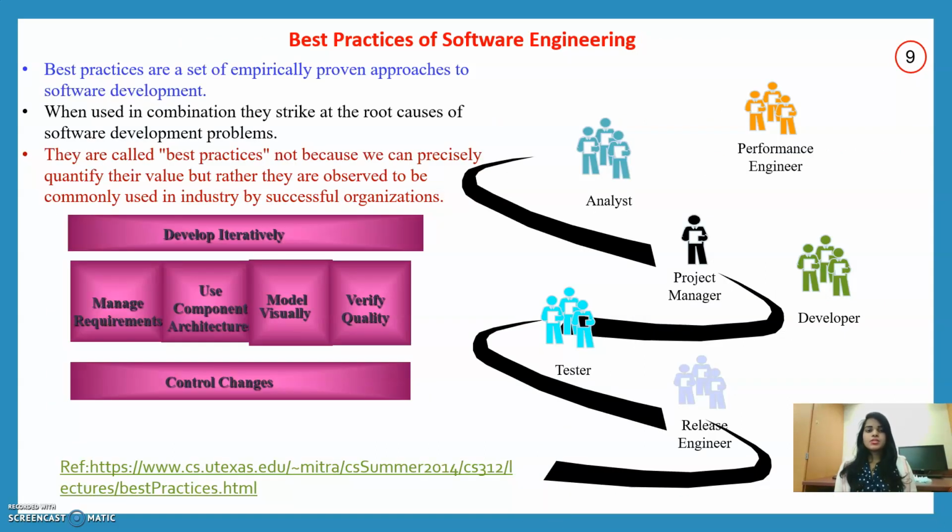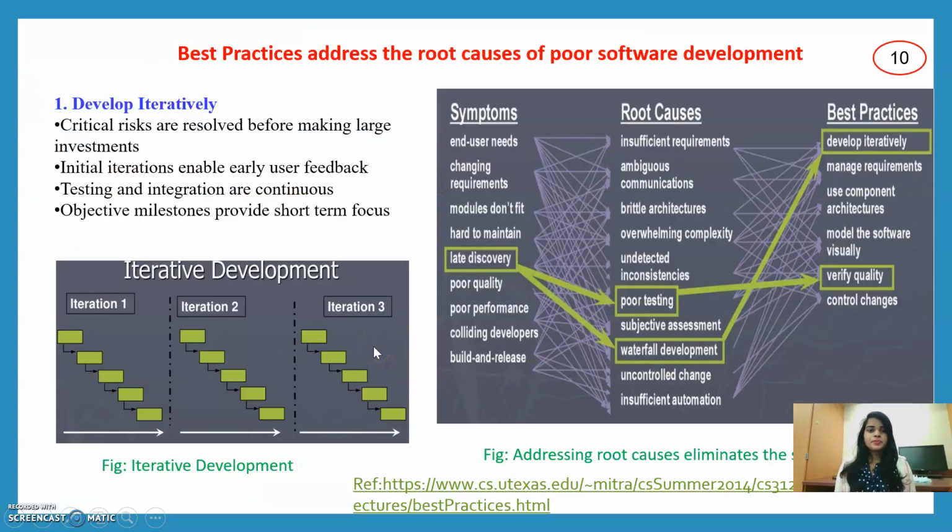Coming to the best practices of software engineering, these are: develop iteratively, manage requirements, use component architecture, model visually, verify quality, and change control. These are the basic components in the best practices. Coming to the first one, develop iteratively.